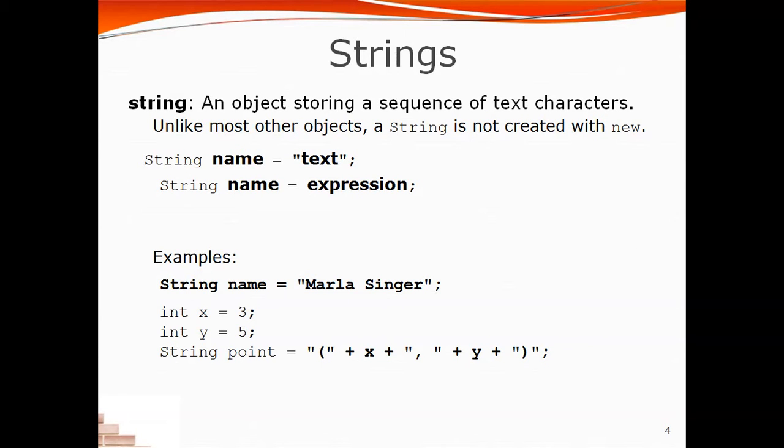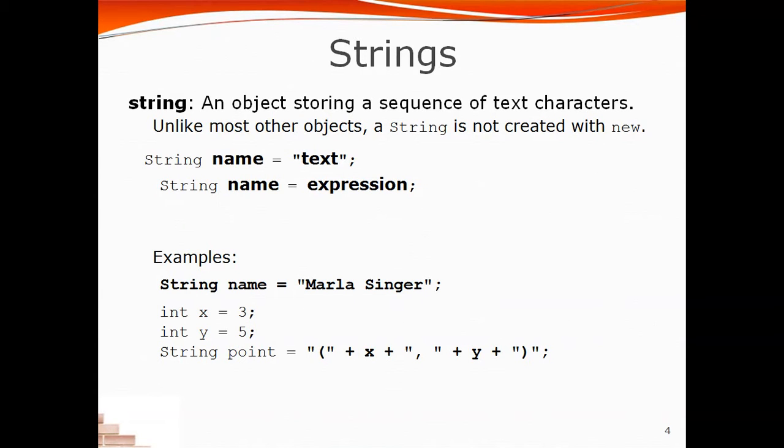Unlike most other objects, a string is not created with new. Remember, string is an object, but we don't create a string with the new keyword. We don't use the new keyword for defining a string object. How do we declare it? We write String, the variable data type, name of the variable equals to, and within double quotes we store the value in the string variable. Within double quotes, text.